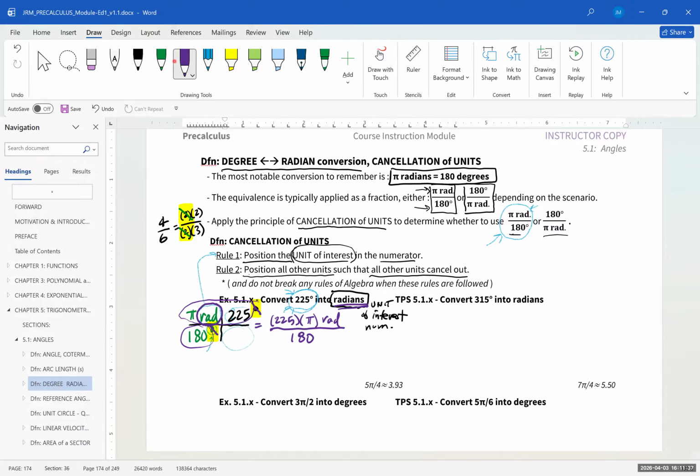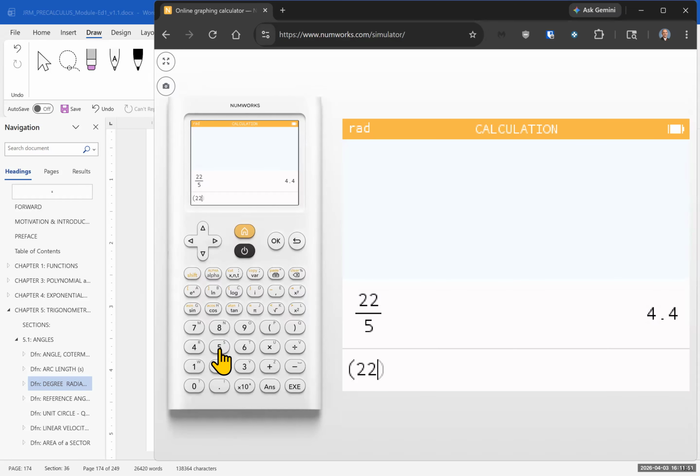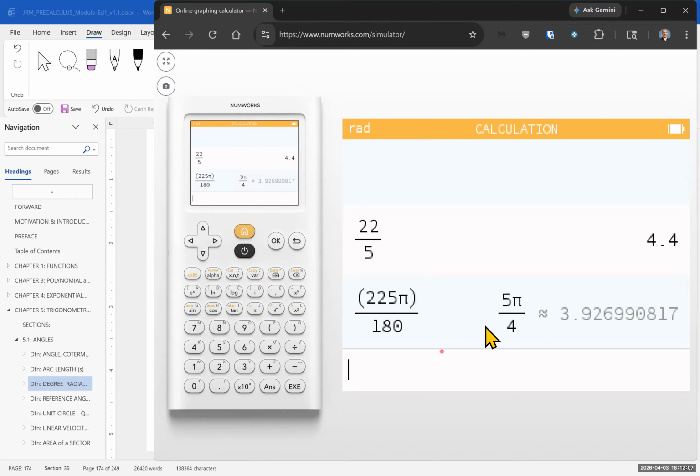So we can write, okay, so if you were just to enter this into your calculator, let me go ahead and do that. So we've got 225 times pi, sorry, and then divided by 180. You can see that that gives us 3.93, or more exactly, 5 pi over 4.